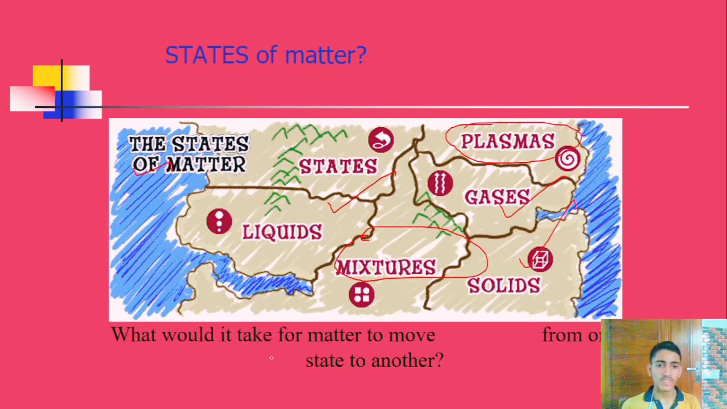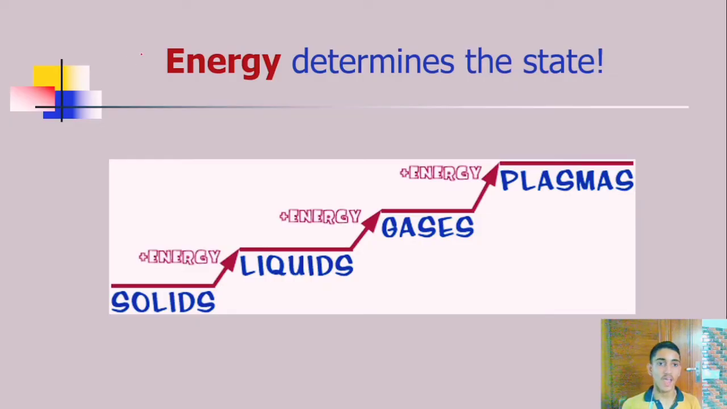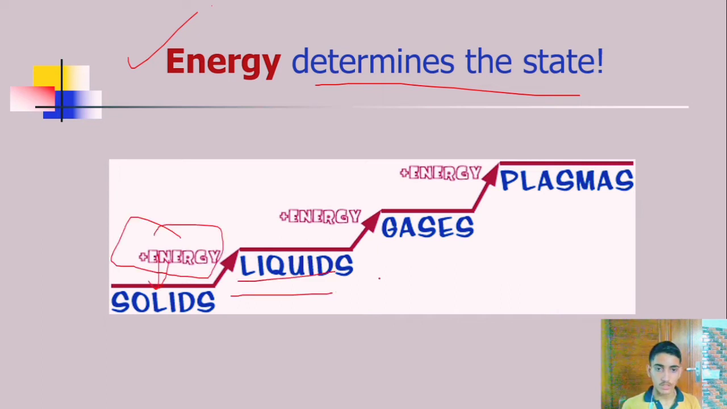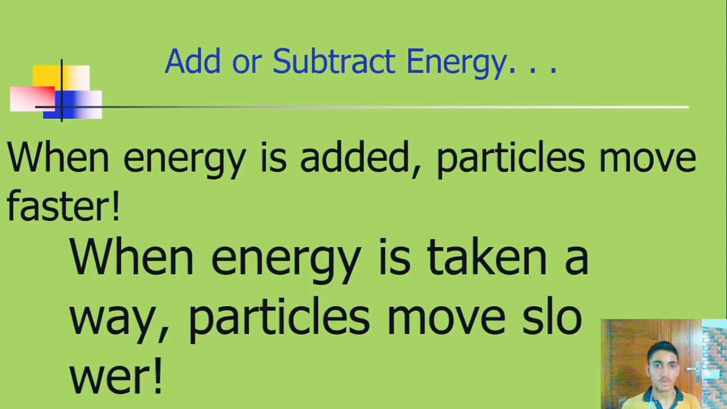So what would it take for matter to move from one state to another? Yes, that is energy. Energy determines the state. If you give energy to solids, they will convert into liquids. If you give energy to liquids, they will turn into gases, and gases will turn into plasma, right? So add or subtract energy. When energy is added, particles move faster. When energy is taken away, particles move slower. That's why the most speed is with gases, because they have the most energy.